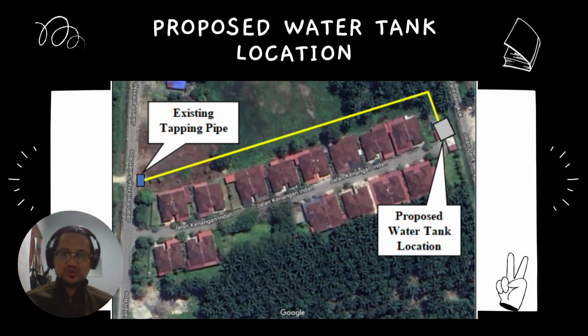Okay, this map shows the proposed water tank location. We can also see there is an existing tapping pipe located near our project area. Our proposed water tank will be connected to the existing tapping pipe, which has a pipe diameter of 300 mm and a pressure head of 55 meter ODL. So, it's where the water supply comes from.